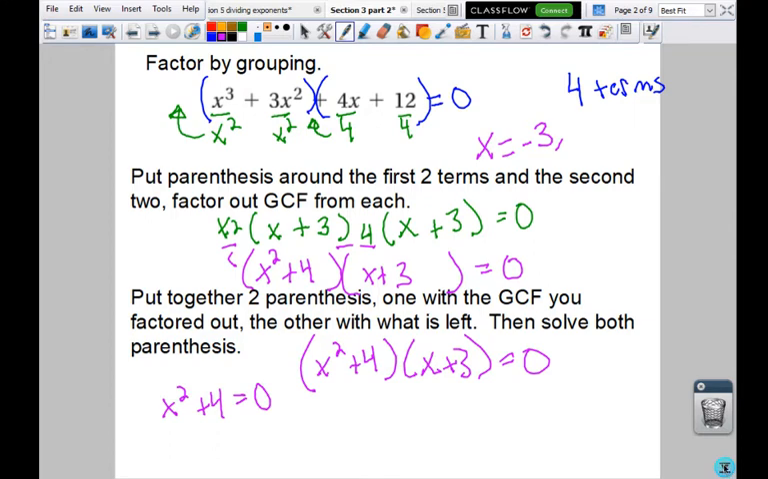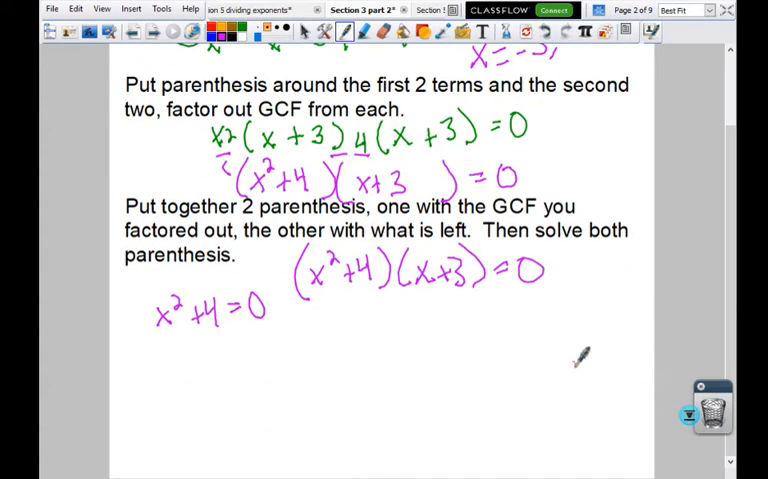We're going to subtract 4 first. So let me back up a little bit. We're going to minus 4 on both sides. And I get x squared equals negative 4.